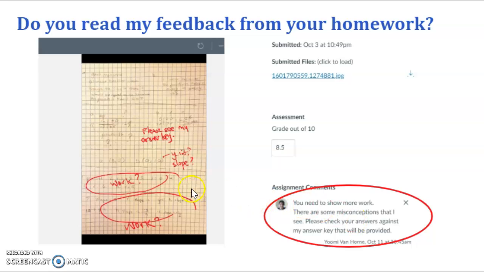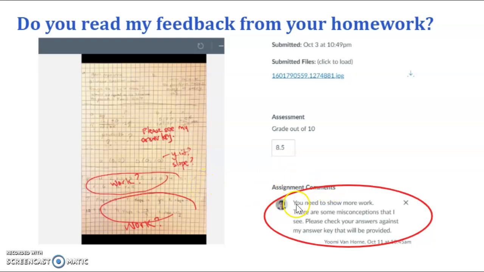If you keep making the same old mistake, then you're going to keep losing the points. You should be getting 10 out of 10 for each of your homework. If you're losing any points, I usually try to leave some comment. And even if you're getting 10 out of 10, I might sometimes leave you a comment.